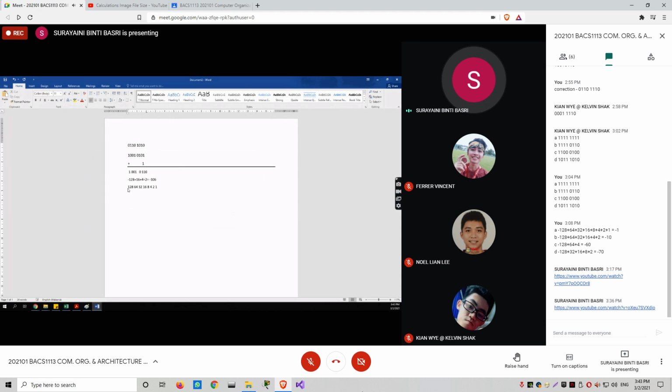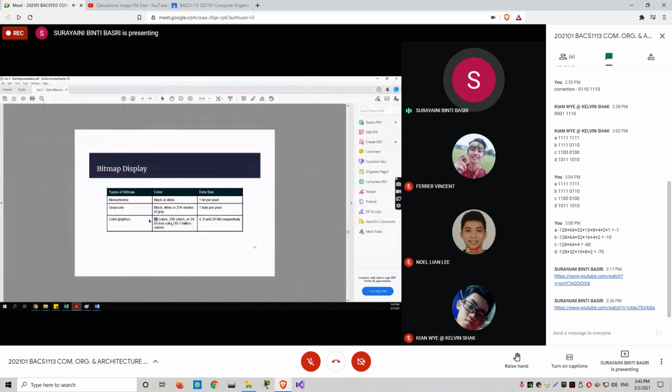Okay, the easiest way to get the bit depth is, for example, here we have 16 colors and 256 colors. You can square root these. You calculate it: the square root of 16 is equal to 4. And then the square root of 256, you will get what?